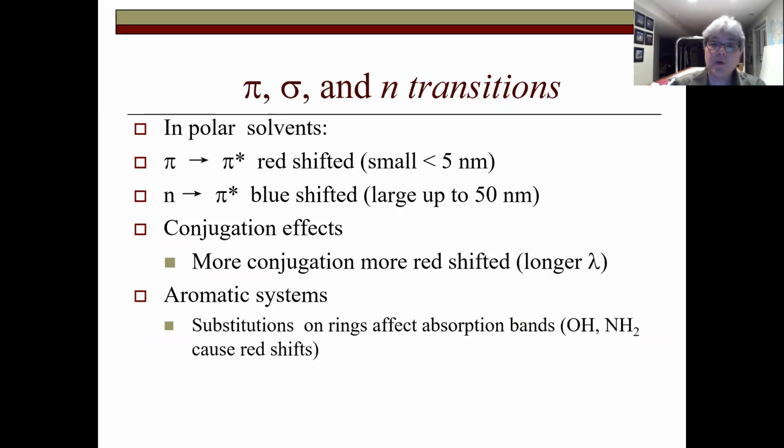You should also know conjugation causes redshift. And aromatic rings, putting OH or NH2 on the ring causes a redshift. Conjugation of the ring causes a redshift. Okay, so this is what you need to know for pi, sigma, and n transitions in UV Vis. Okay, so that's not too much.